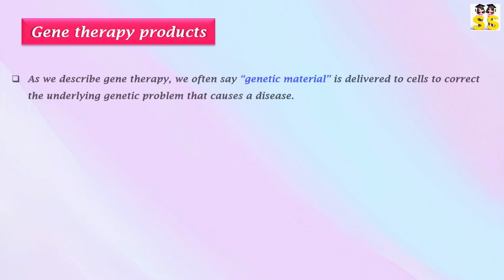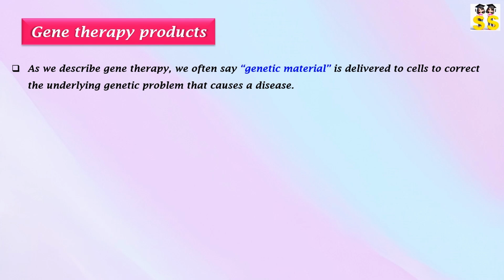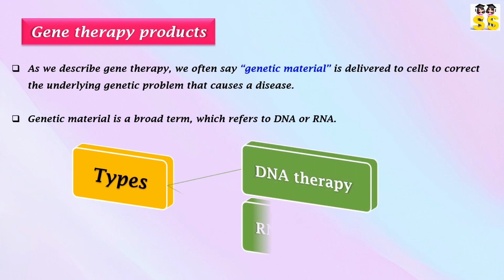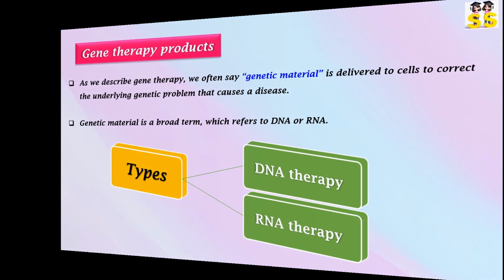Now, let's take a look at different gene therapy products. As we describe gene therapy, we often say genetic material is delivered to cells to correct the underlying genetic problem that causes a disease. Genetic material is a broad term, which commonly refers to DNA or RNA. There are two main types of gene therapy products, namely DNA therapy and RNA therapy. DNA therapy is the use of DNA to treat a disorder.